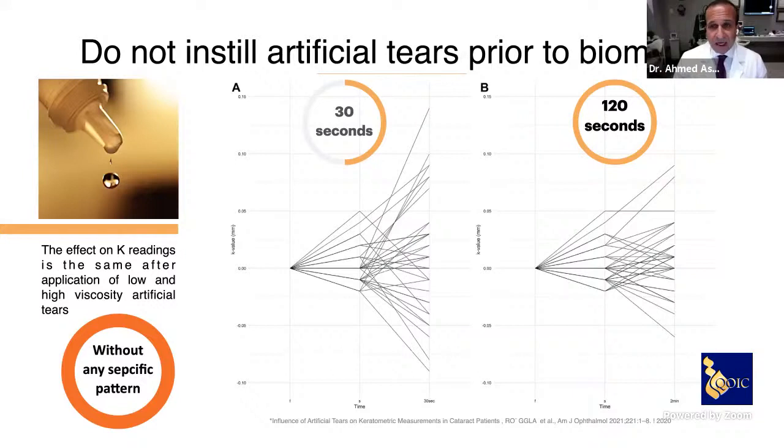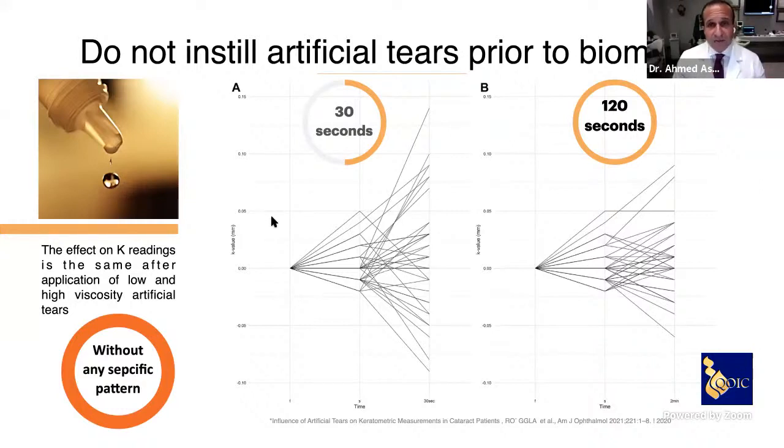Please do not instill artificial tears prior to biometry, because artificial tears will increase the variability of the K readings before biometry. And this effect extends from 30 seconds after instillation of the artificial tears up to 2 minutes after instillation of the artificial tears.